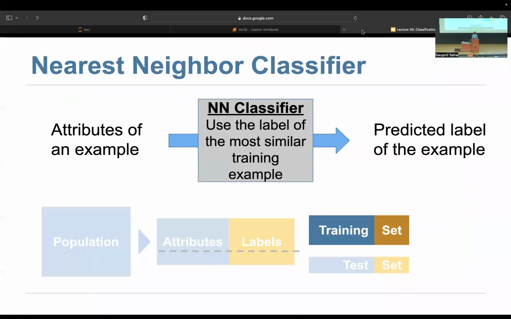Then we'll go through the same process the rest of the way through. We'll create a training set with the attributes and our outputs, and then we'll build this classifier based on just the examples in the training set. So find the nearest neighbor in the training set, and that's how we make our prediction. But you can still apply that to the test set without any issues.